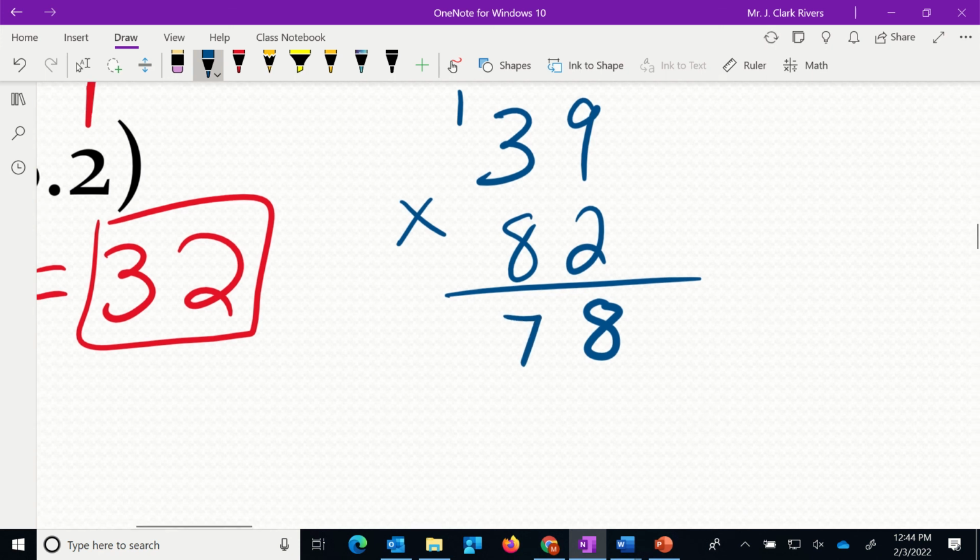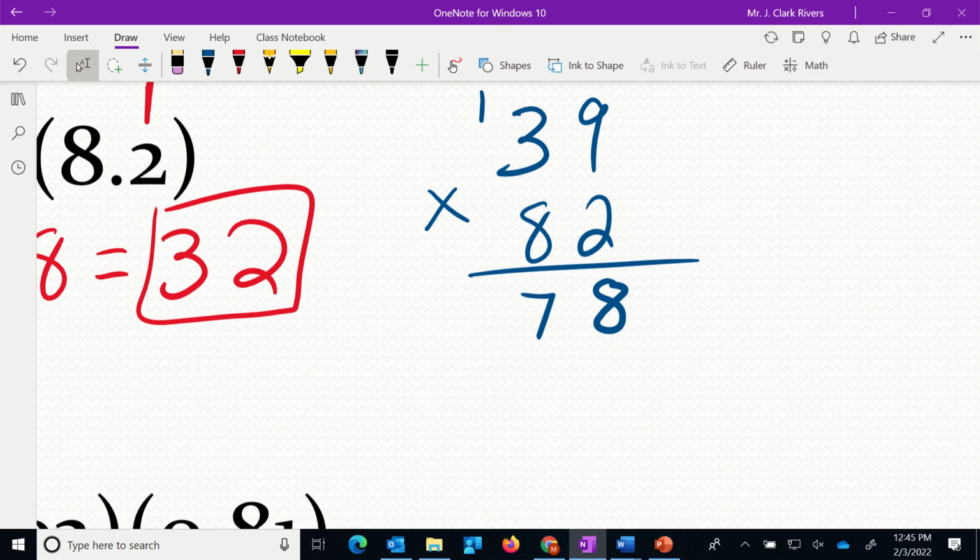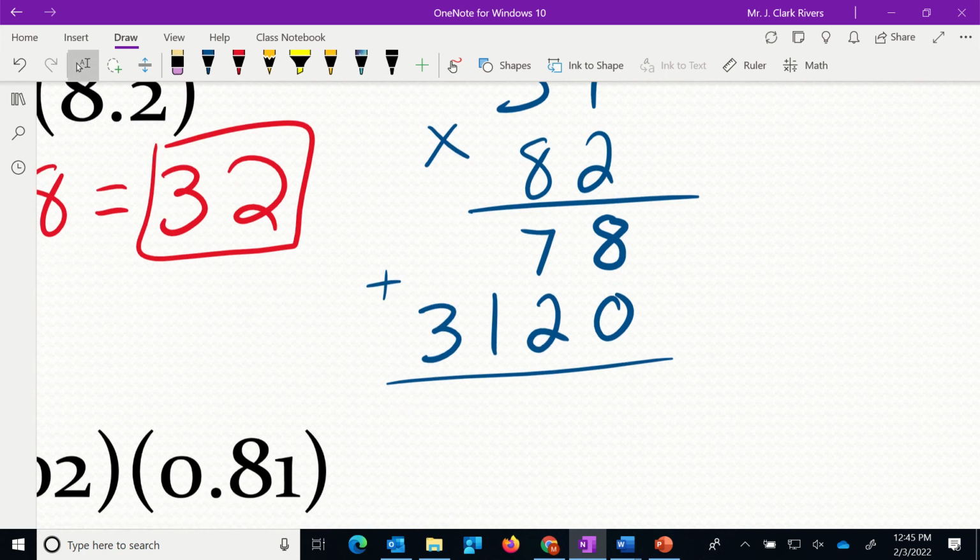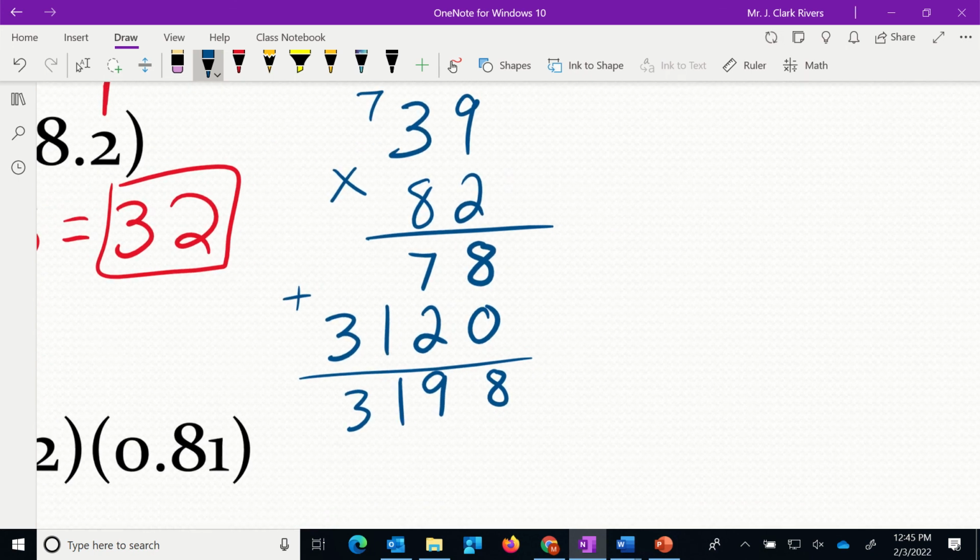So we get 78, right? Now, in the ones place, I need to write a 0. So we put a 0 there. What's 8 times 9? 72. So we write a 2 there. We carry our 7. What's 8 multiplied by 3? 24. What's 24 plus 7? 31. And then what do we do with these two? Add, right? Okay, so now let's add. What's 8 plus 0? 8. What's 7 plus 2? 9. And then 31.